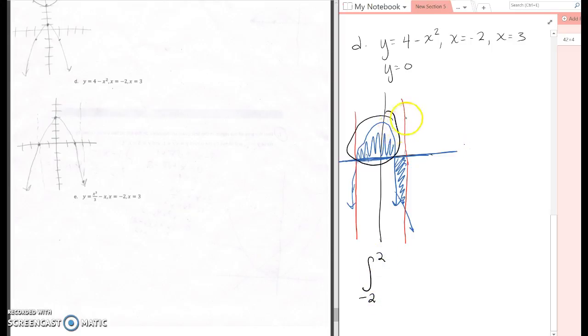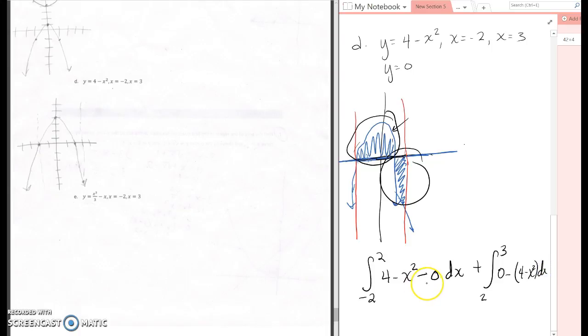Then we're going to take the function that's above, which is 4 minus x squared, and subtract the one that's below, which here is just y equals 0, dx. So you could integrate that. Then we would add to it this next part, going from 2 to 3. Here the upper function is the 0, so we'd have 0 minus, in parentheses, 4 minus x squared dx. So you would integrate both of those and add them together.